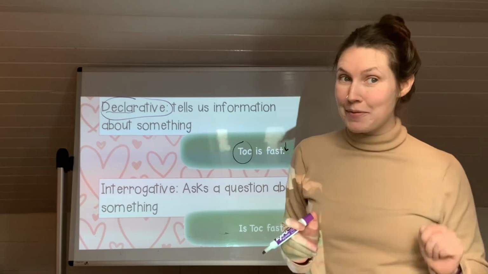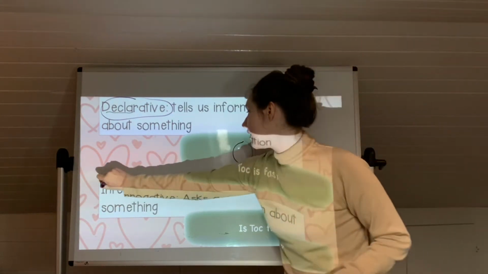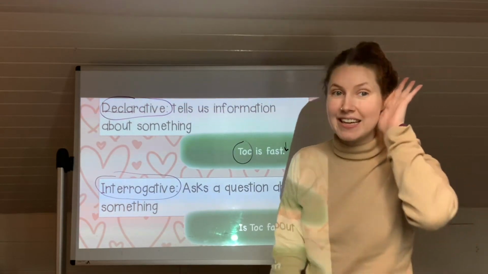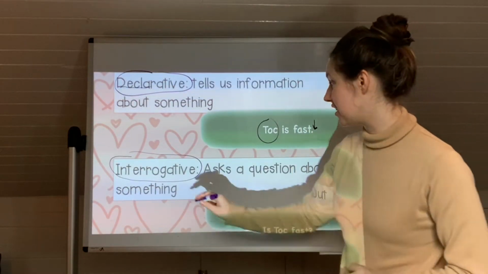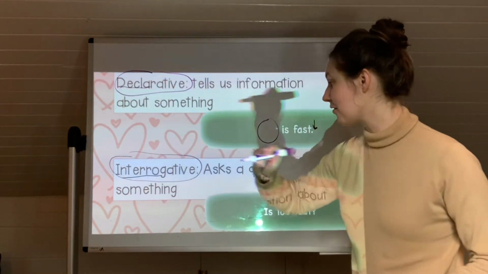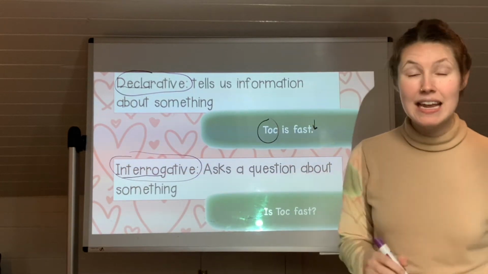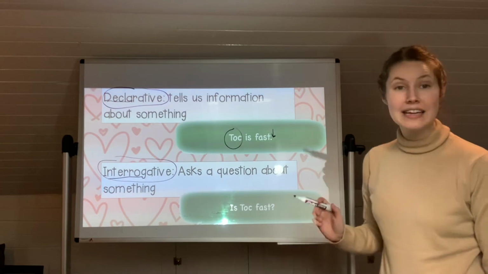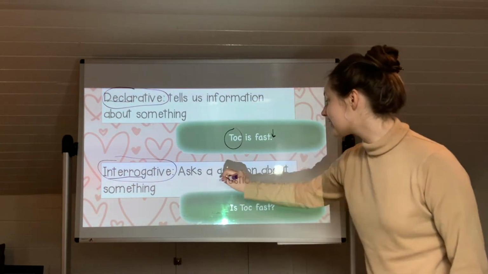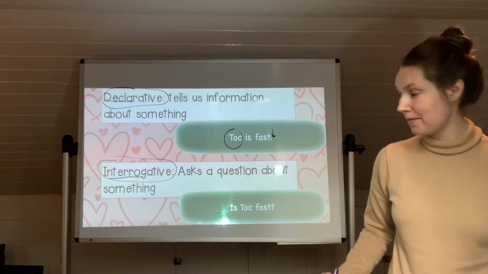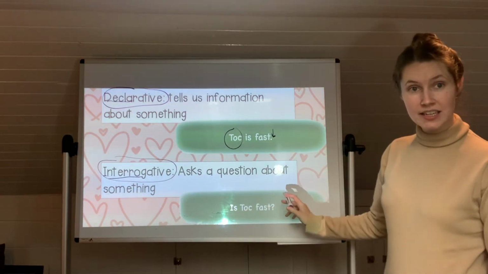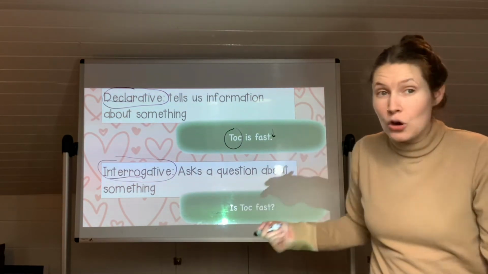The other type of sentence we're going to learn about is called interrogative. Try that out. Interrogative. Now an interrogative sentence, this word interro, kind of like interrogate, means to ask a question. So an interrogative sentence asks a question about something. And here's an example. Is Tad fast? It's a question.